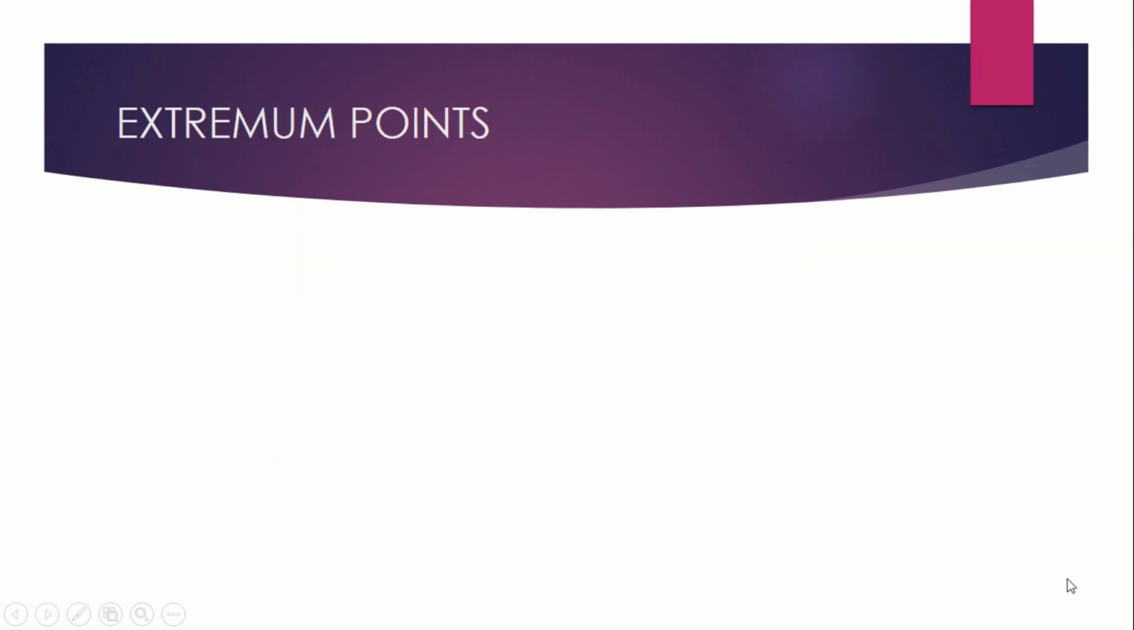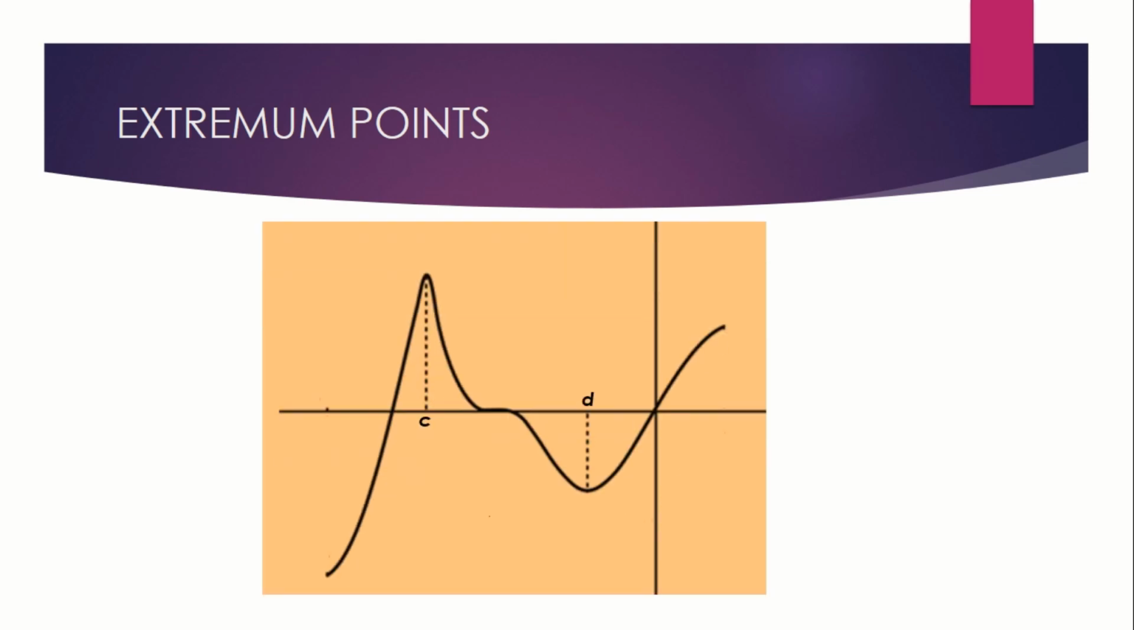Okay, now we look into the extremum points. From the graph, we can see that at x equal to c, f(x) is maximum compared to other points nearby, right? And similarly, at x equal to d, f(x) is minimum. The function is minimum if we compare to other points nearby.